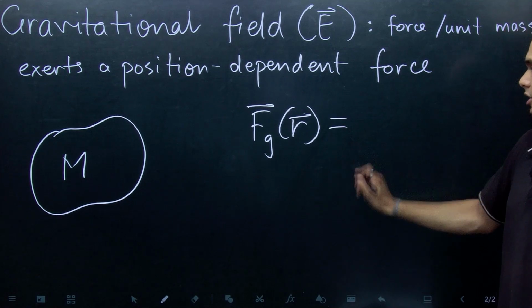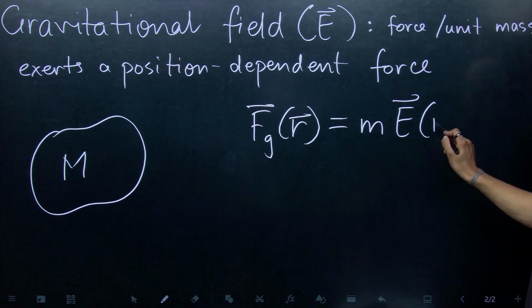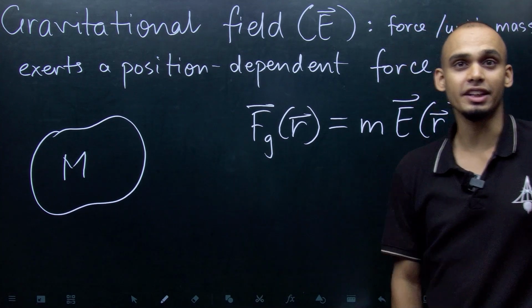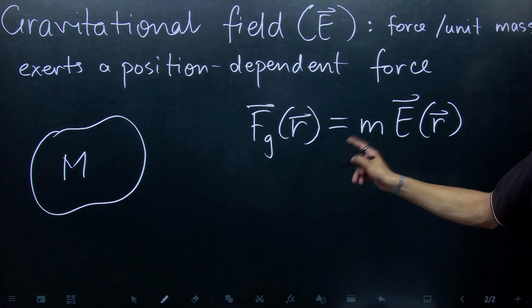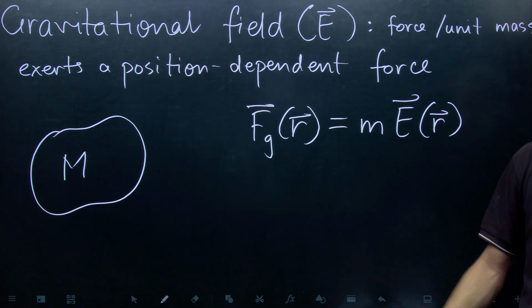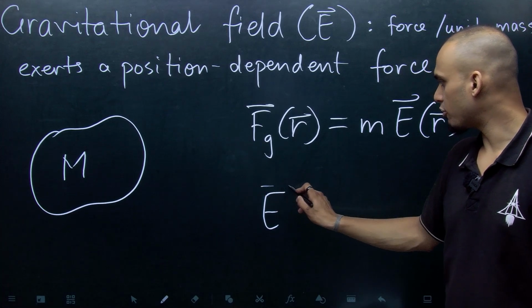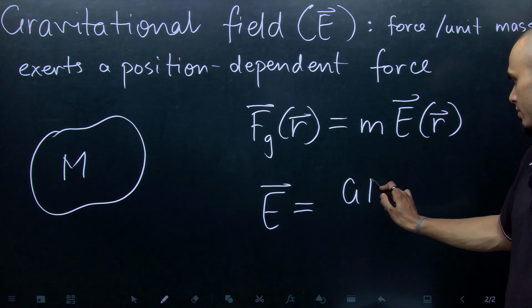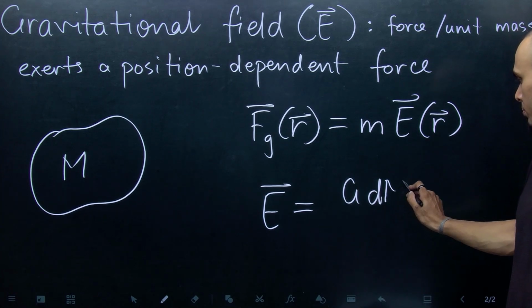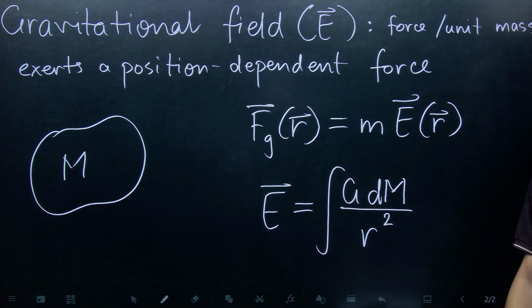The total gravitational force acting, of course depending on position, will simply be equal to the mass of the object times the gravitational field due to the extended mass M at that particular point, right? The definition of gravitational field is force per unit mass. Is this clear or not? Quickly tell me. And for this kind of extended object, we can write the gravitational field as simply G dm by r square and integrate it.